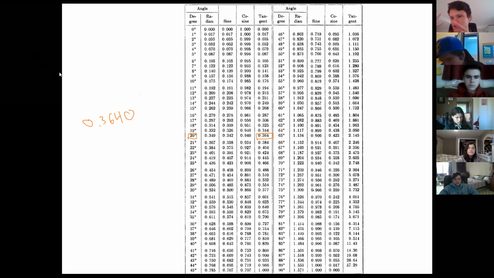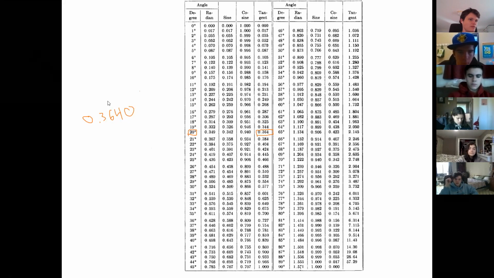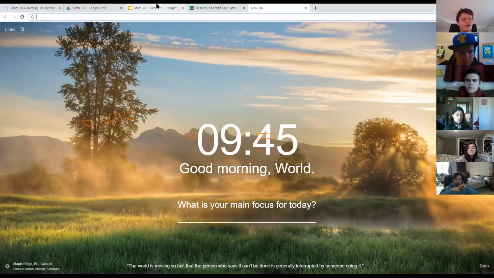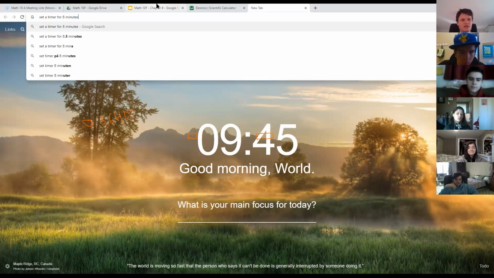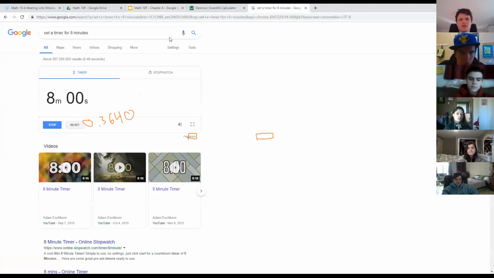These numbers serve a purpose. These numbers help us do things with triangles. We're going to get to that. What we will do right now, though, is set a timer for 8 minutes, and we'll see you after the break.